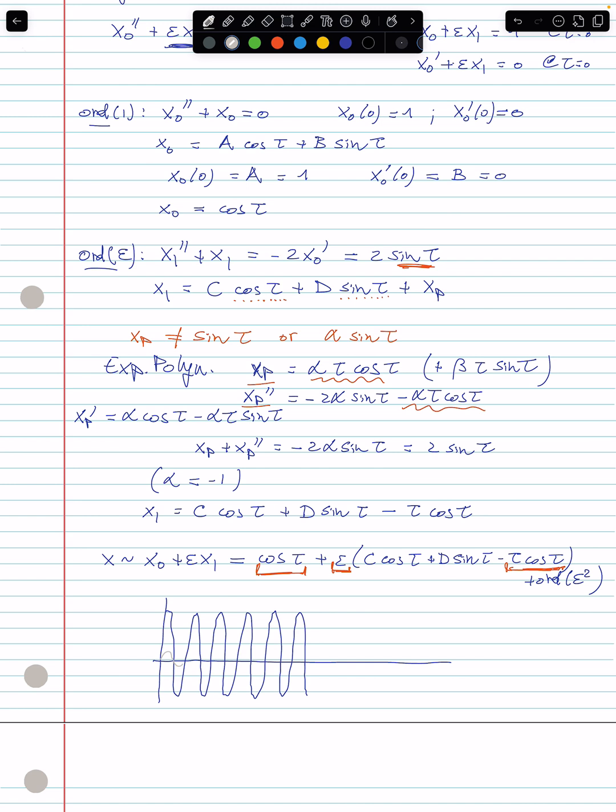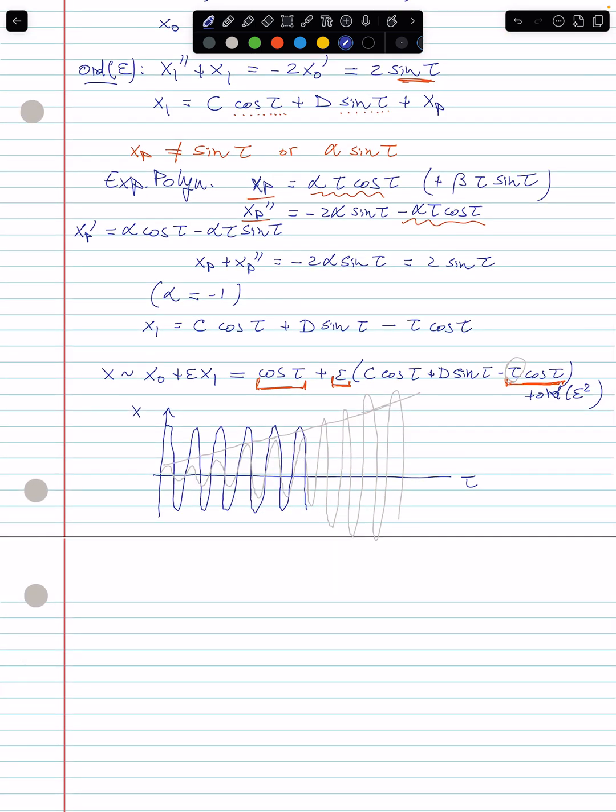But we see that this is multiplied by tau, meaning that this in fact has the same period, but it grows with time. So I'm just going to represent this a little bit exaggerated here, but you see that the amplitude is supposed to grow with time. It should be tangent to this line, of course. Okay, this sketch is not perfect, but you just get what I mean. And so it means that after a certain time, when epsilon tau has order of magnitude 1, we see that x1 has the same order of magnitude as x0.